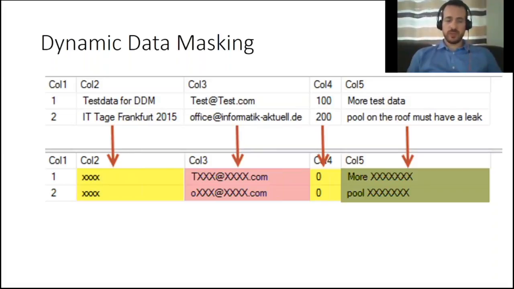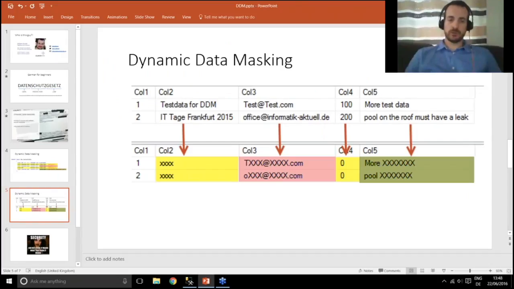Something that should be noted though is the email address mask does not pay attention to the domain. So at the top we can see I have test@test.com, and I have office@informatica.de, and the masking just creates a .com address. So let's jump into a quick example of that. Hopefully we can see it in Management Studio.